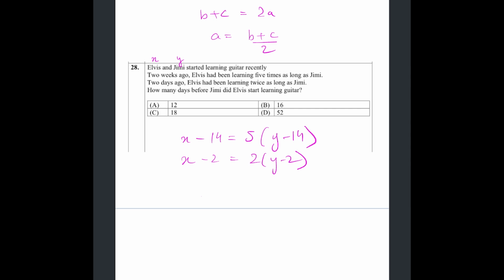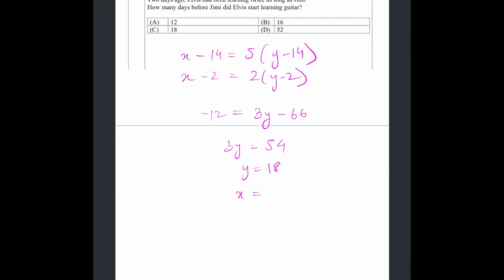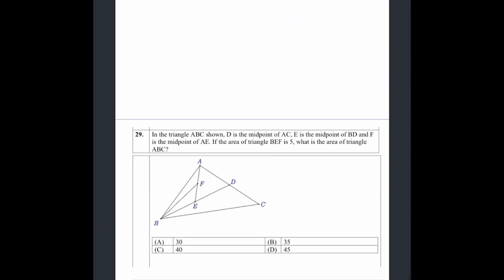Let's subtract the two equations. We get minus 12 equals 3y minus 66. So 3y is equal to 54, y equals 18, which gives us x equals 34. So how many days before Jimmy did Elvis start learning the guitar? That means we need to find the difference of 34 minus 18, which gives us 16. So it's option B.